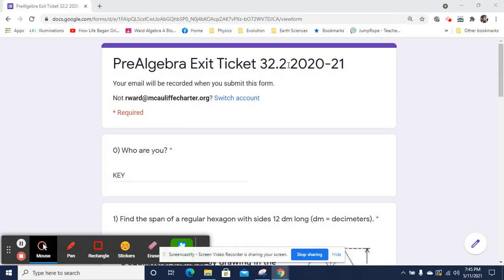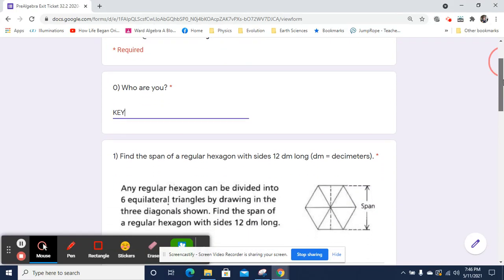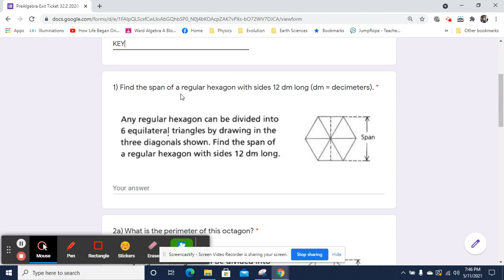This is the PreAlgebra Exit Ticket 32.2 video key. In the first question, we want to find the span of a regular hexagon with sides 12 decimeters long. Now you may be like, what's a span? Well, I've labeled it right here. A span is a little like a diameter, from a flat edge to a flat edge for a hexagon. So that is what a span is, but it's not quite the same as a diameter.